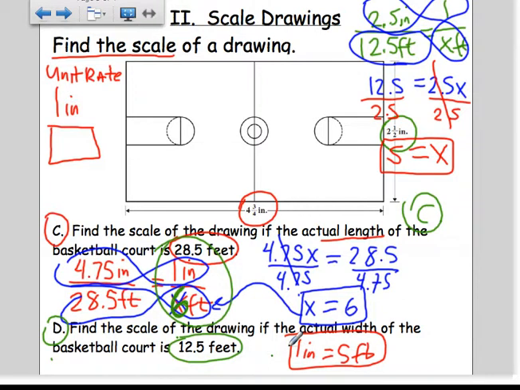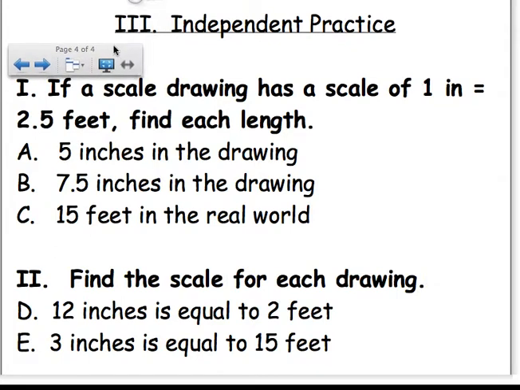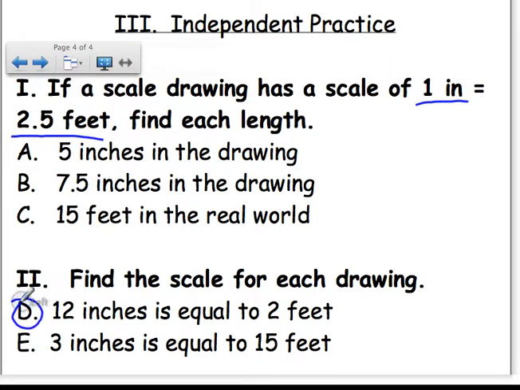At this point, I feel comfortable that you're ready for independent practice, reviewing the 2 skills of finding the missing side and finding the scale. So I'd like you to complete these 5 problems. In problems A through C, you need to find the missing length using that scale of 1 inch is equal to 2.5 feet. And in problems D through E, you need to find the scale for each drawing. So it's giving you some information, and you need to figure out how many feet would be equal to just 1 inch.